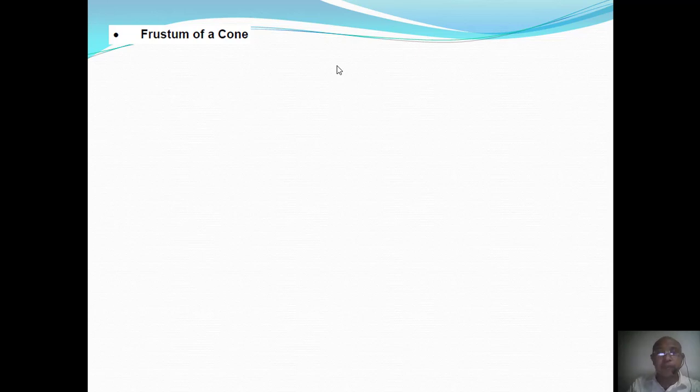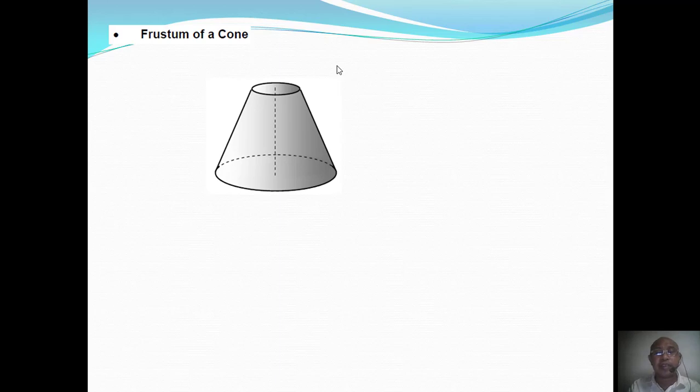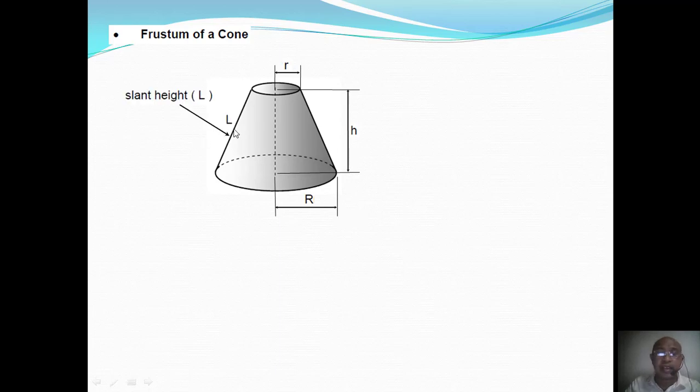So the formula for the frustum of the cone is the same as the formula for the frustum of the pyramid. So we have here the radius of the lower base, big R, the radius of the upper base, smaller r, and the distance between the bases. The perpendicular distance between the bases is the height or altitude of the frustum of the cone. So we have the slant height here, L.